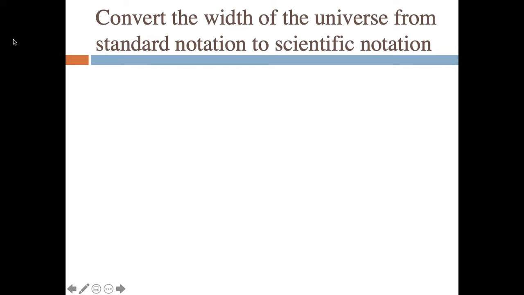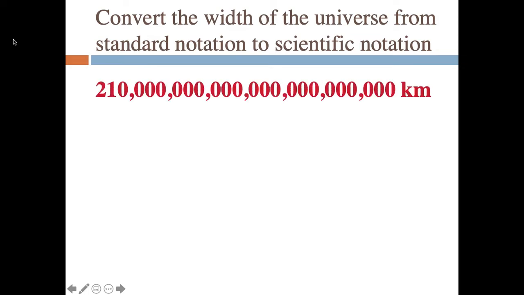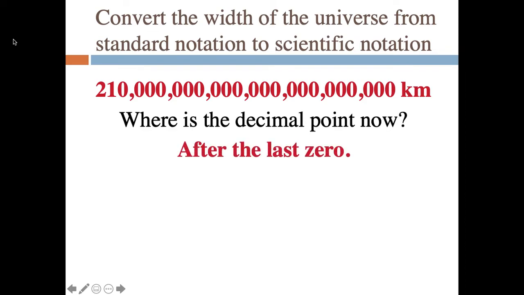So here's an example problem for scientific notation. Convert the width of the universe from standard notation, which is shown here, to scientific notation. Now this number is an estimate for the width of the universe. I think that's 210 septillion kilometers. It's a lot of zeros there. The first thing you need to do is figure out, well, where is the decimal point in this standard notation? And it's after the last zero. If no decimal point is shown, then it goes right at the end there.